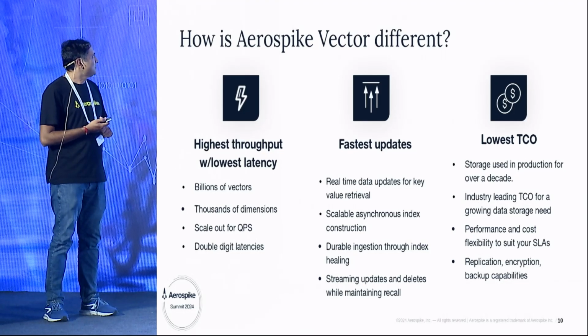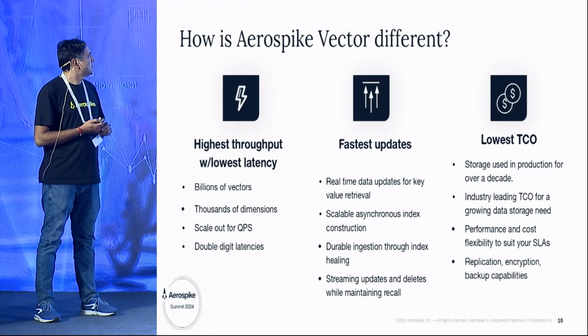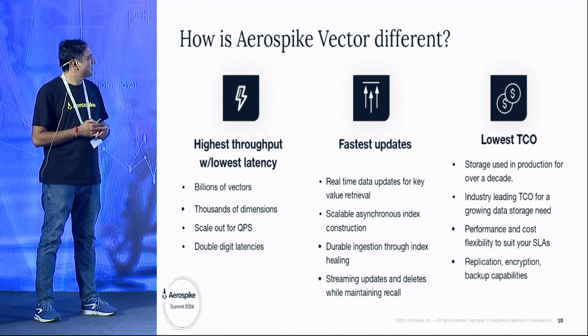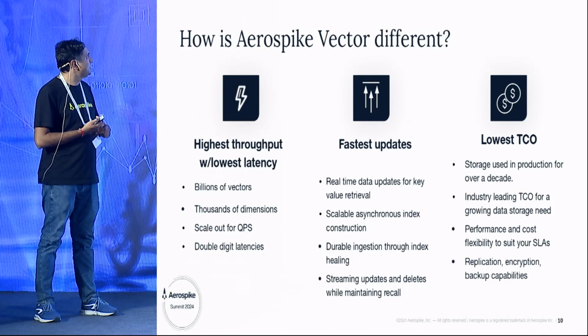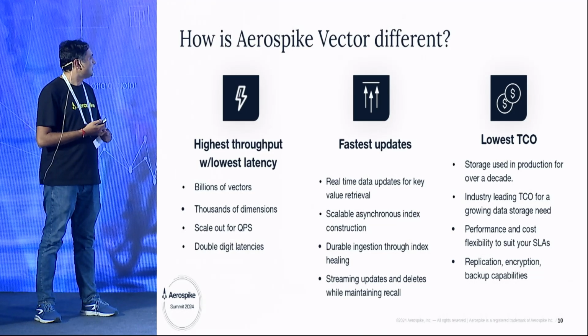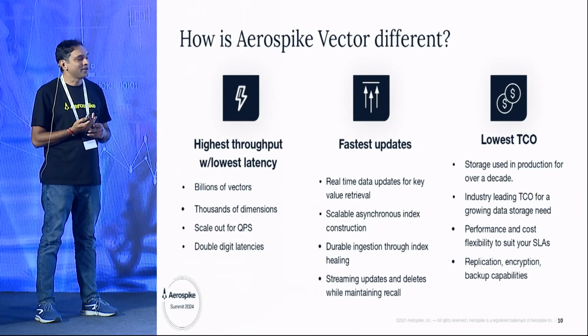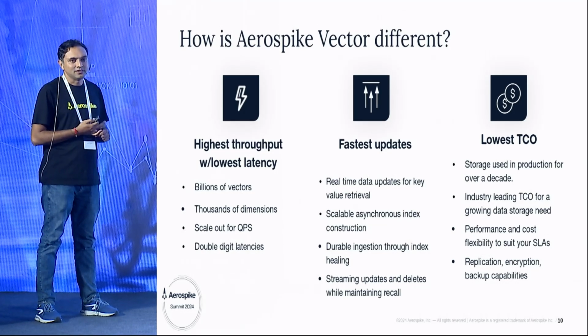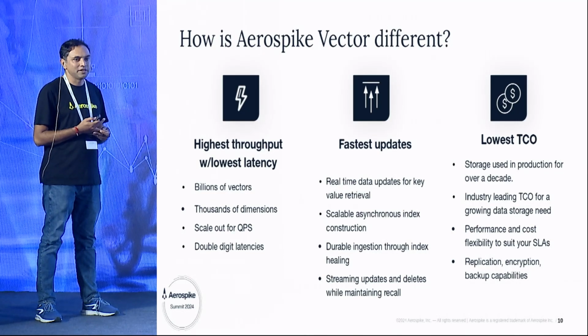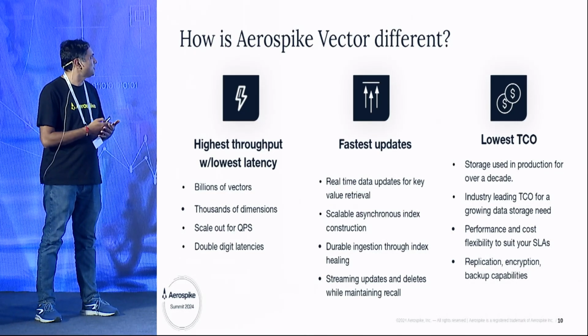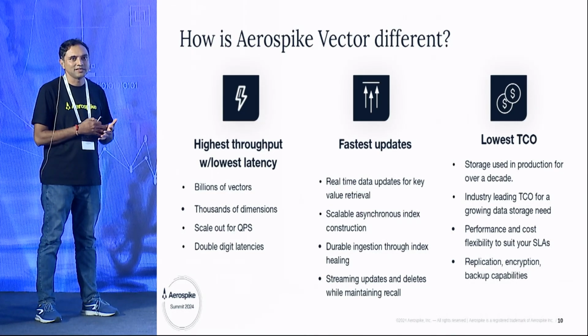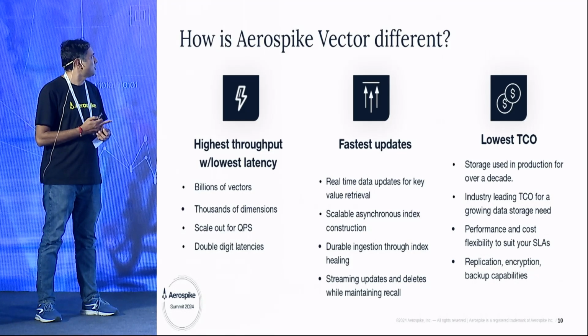This is just a quick slide on how the Aerospike vector implementation is different. Basically, we do provide high throughput at very low latencies. Our storage is scalable. You can tune it to different workloads that you have. You could tweak it completely from going all flash to completely in-memory based on your storage sizes as well as your throughput needs. It does support thousands of dimensions.